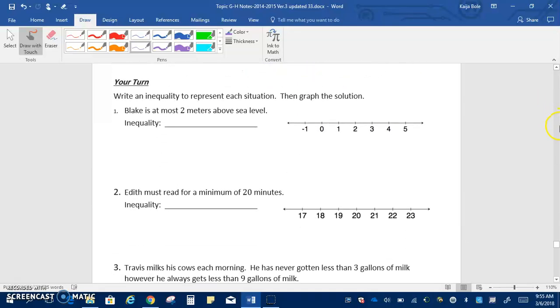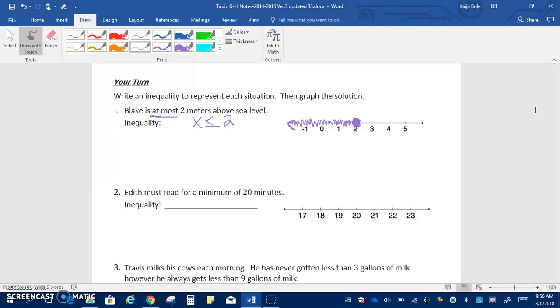The next one says, Blake is at most 2 meters above sea level. So again, we have that word at most. So that means we can include the 2. So go ahead and put a closed dot on 2. But at most means he can't be greater than 2. So that means we want everything less than 2, so everything to the left of 2. So when we write our inequality, we would have x is less than or equal to 2.